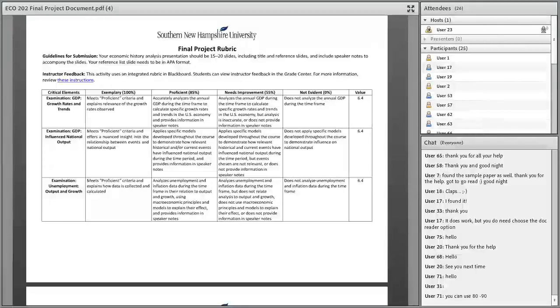So it could have been some event. It could have been some policies that were happening during that time. That's what you will explain in the speaker notes. So you analyze the growth rates, and you explain the relevance of the growth rates observed. And if you explain that relevance, you will be exemplary. When you are examining the growth rates, you will do one slide that will focus on the trends, and then you will do another slide that will focus on the historical or current events that impacted that decade.